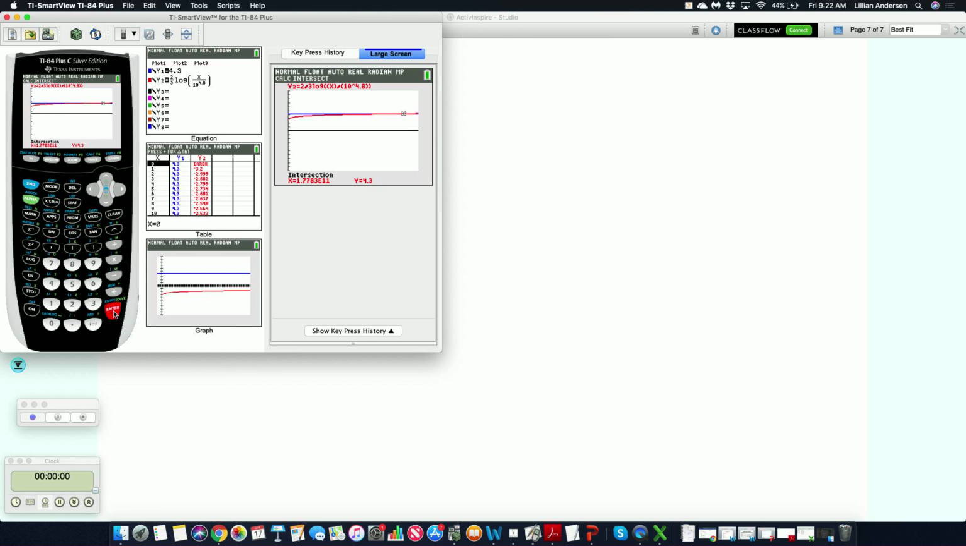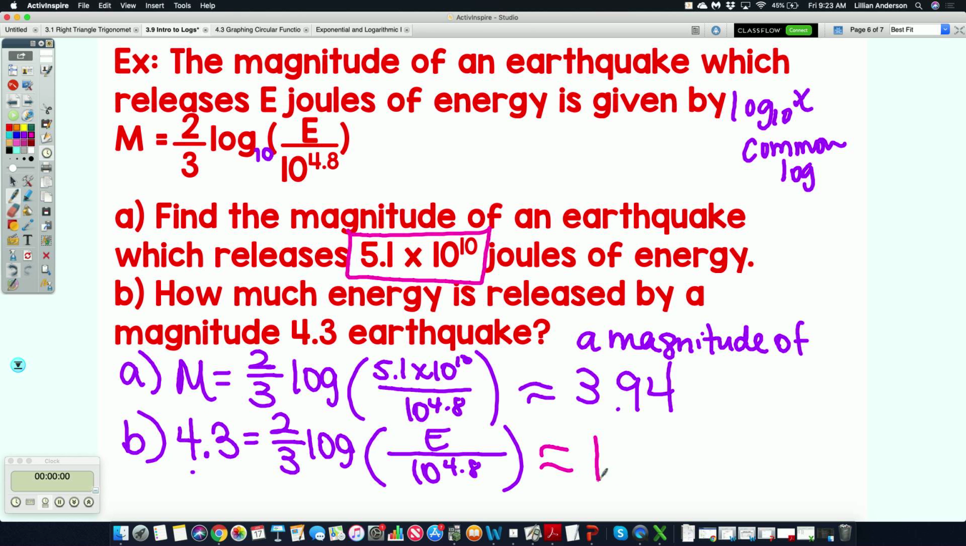Now, if you notice, this here is in calculator notation. We do not write E on our paper. That E stands for 10 to a particular power. It's standard form scientific notation. So we need to write this number using 3 significant figures. So what would this be? 1.78 times 10 to the 11th power. And that would be our answer. So 1.78 times 10 to the 11th power is the amount of energy needed to get a 4.3 earthquake.